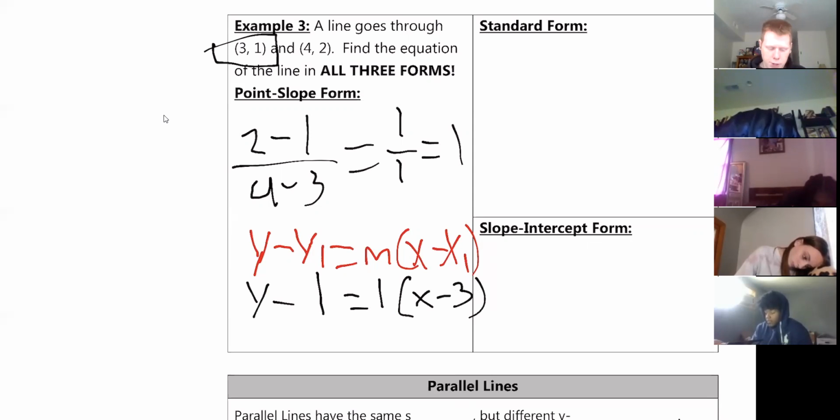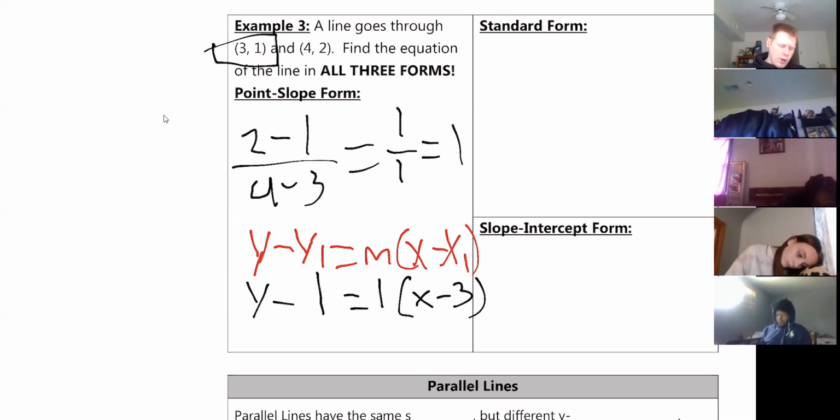You can use either point though. You could have used the 4, 2 point. It won't change your final results. I usually just use the first point when I plug it in. But if one of the points looks a little bit nicer, maybe you don't have as many negatives, or maybe it's smaller numbers, you might want to pick that point for some reason.